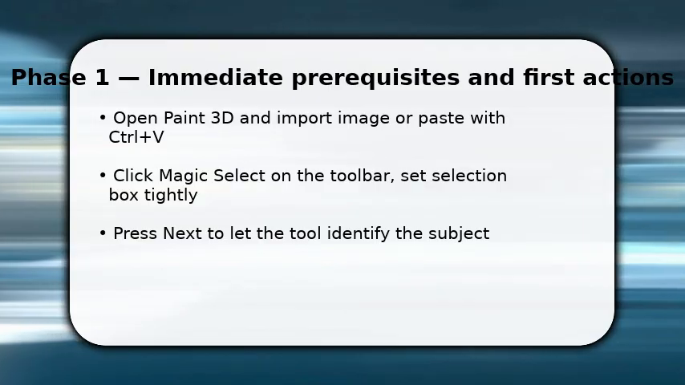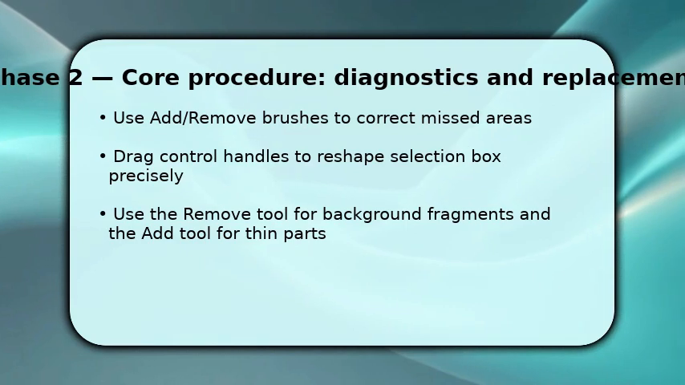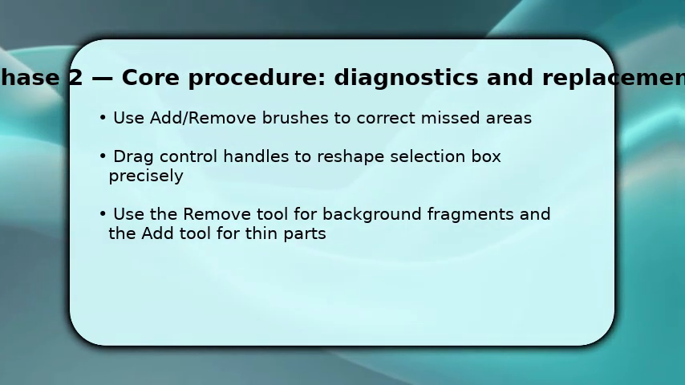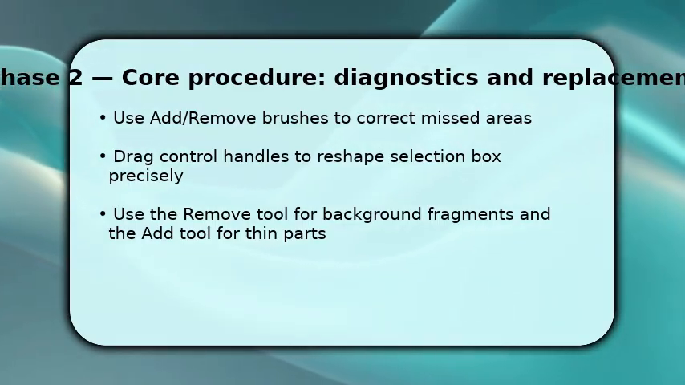Make sure edges are within the box, because Magic Select uses that frame to determine foreground versus background. Once you have the rough cut, refine by switching to Add or Remove, and paint over missed bits or extra background. Use the control handles to resize or reframe the selection, because small box changes change the algorithm's result.